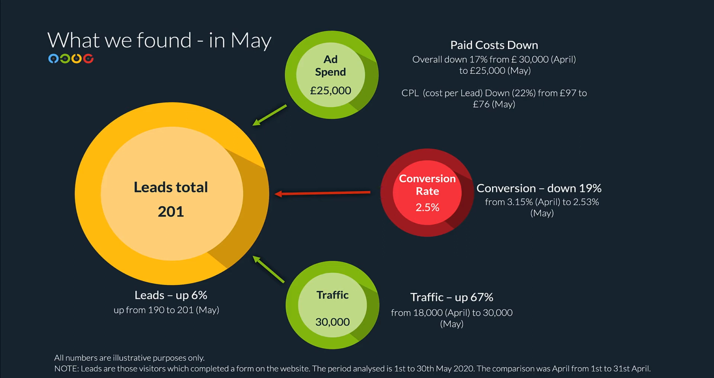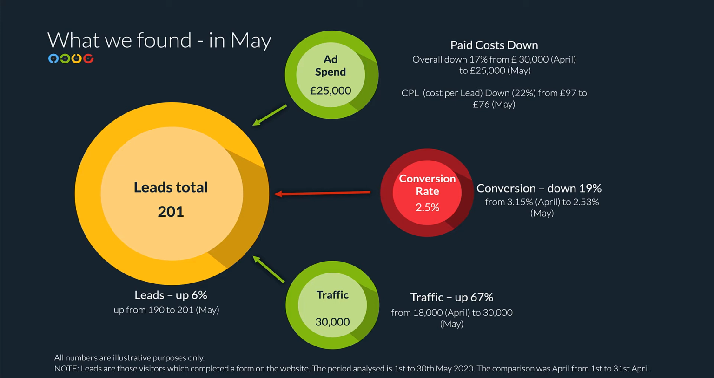The second thing to look at is overall ad spend. Has ad spend increased or decreased? So that's the first metric we want to look at. And then second within that, what is our cost per lead? Are we spending more or less to acquire those leads into our funnel?